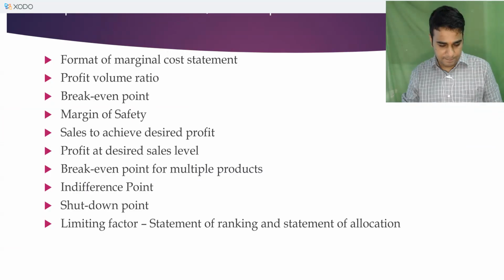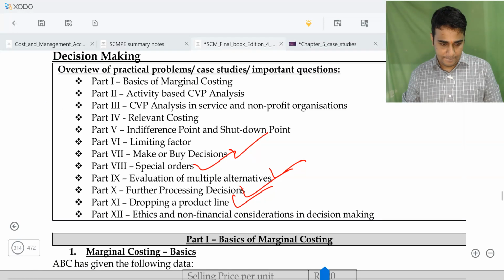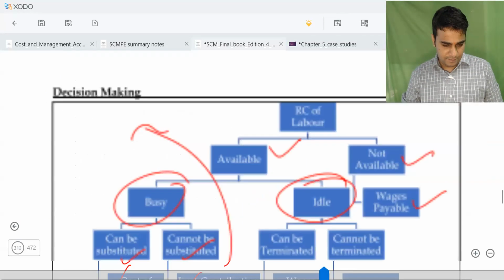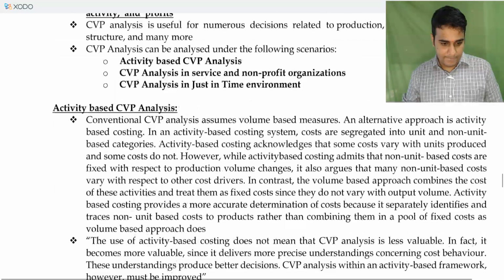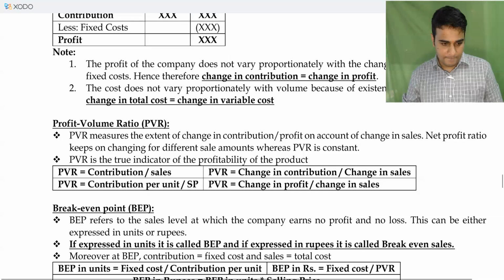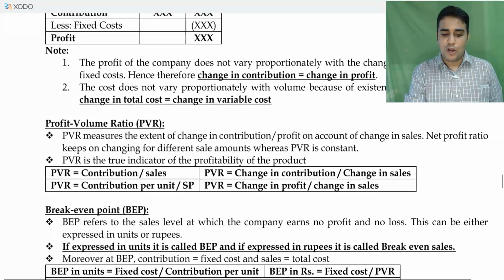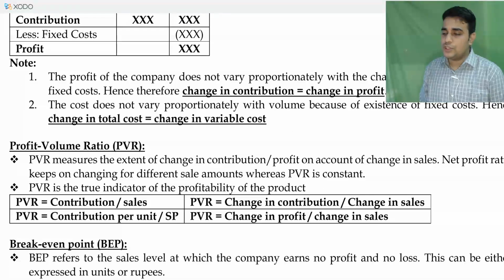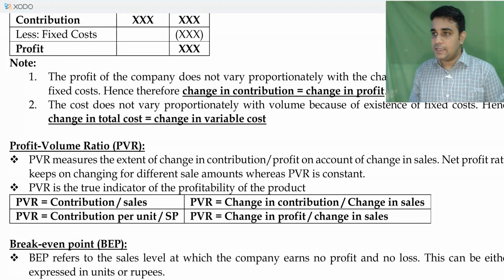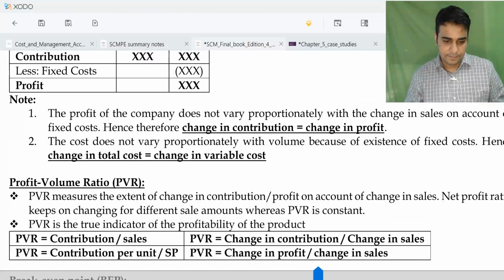Just give me a minute. Okay, yeah, the formulae are there. PVR: contribution by sales, contribution per unit by selling price, change in contribution by change in sales, change in profit by change in sales. There will be a few more formulae for PVR. I will come to that as we proceed.